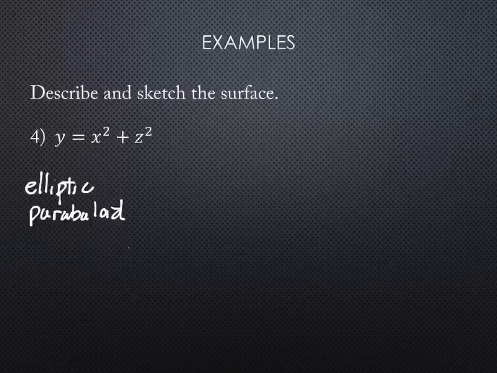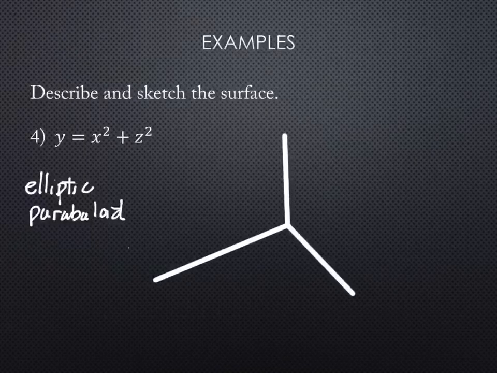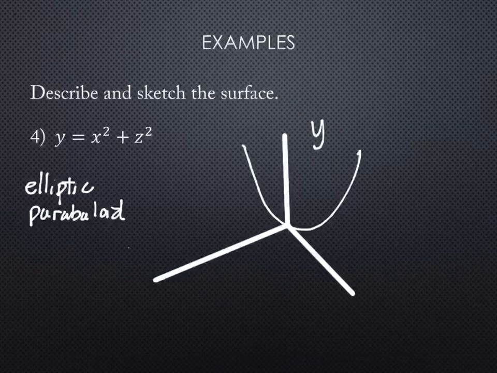So an elliptic paraboloid looks like what? A bowl or a cup, right? It looks like it's going to hold something. And which axis do I want to label my vertical axis this time? Y, you bet. So this one's going to be Y up here. And our graph is going to look like a bowl of some sort.